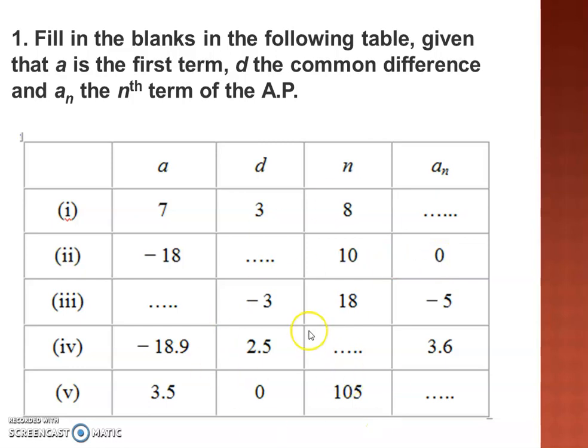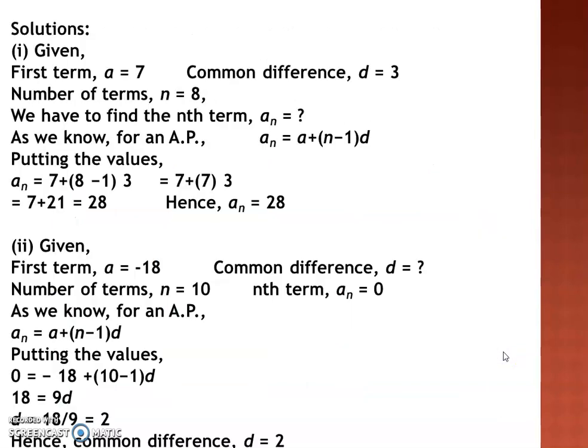So in such type of problems where some missing things are there and certain things are given to you, you will be making use of linear equations in two variables, and you will be solving the equations and finding out the missing things. So let's see how we can do this. In the first part, a is given as 7, common difference is 3 and n is 8. You have to find an.